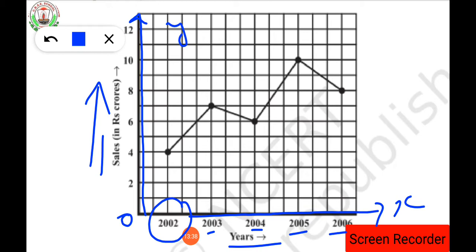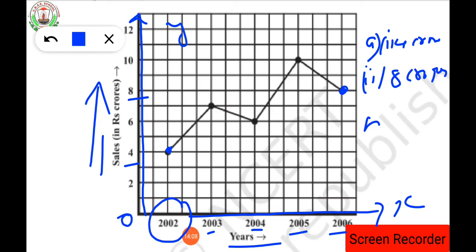Now in 2002 what were the sales? That is 400. So what is the answer for question number A, first part? What were the sales in 2002? The answer will be 4 crores, isn't it? Then in the second part, what were the sales in 2006? So the sales in 2006 is how much? That is 8 crores. So the answer will be 8 crores.